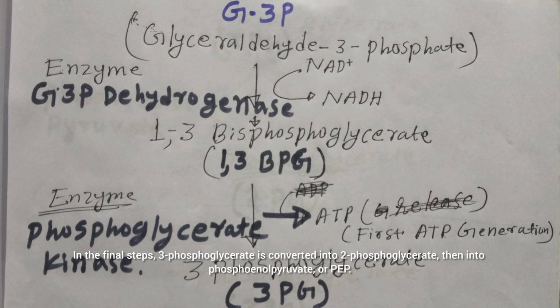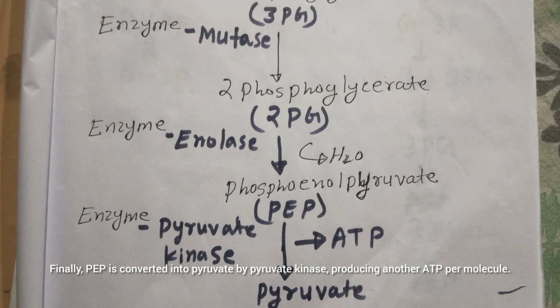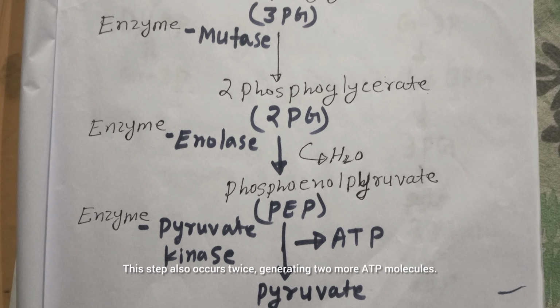In the final steps, 3-phosphoglycerate is converted into 2-phosphoglycerate, then into phosphoenolpyruvate, or PEP. Finally, PEP is converted into pyruvate by pyruvate kinase, producing another ATP per molecule. This step also occurs twice, generating two more ATP molecules.